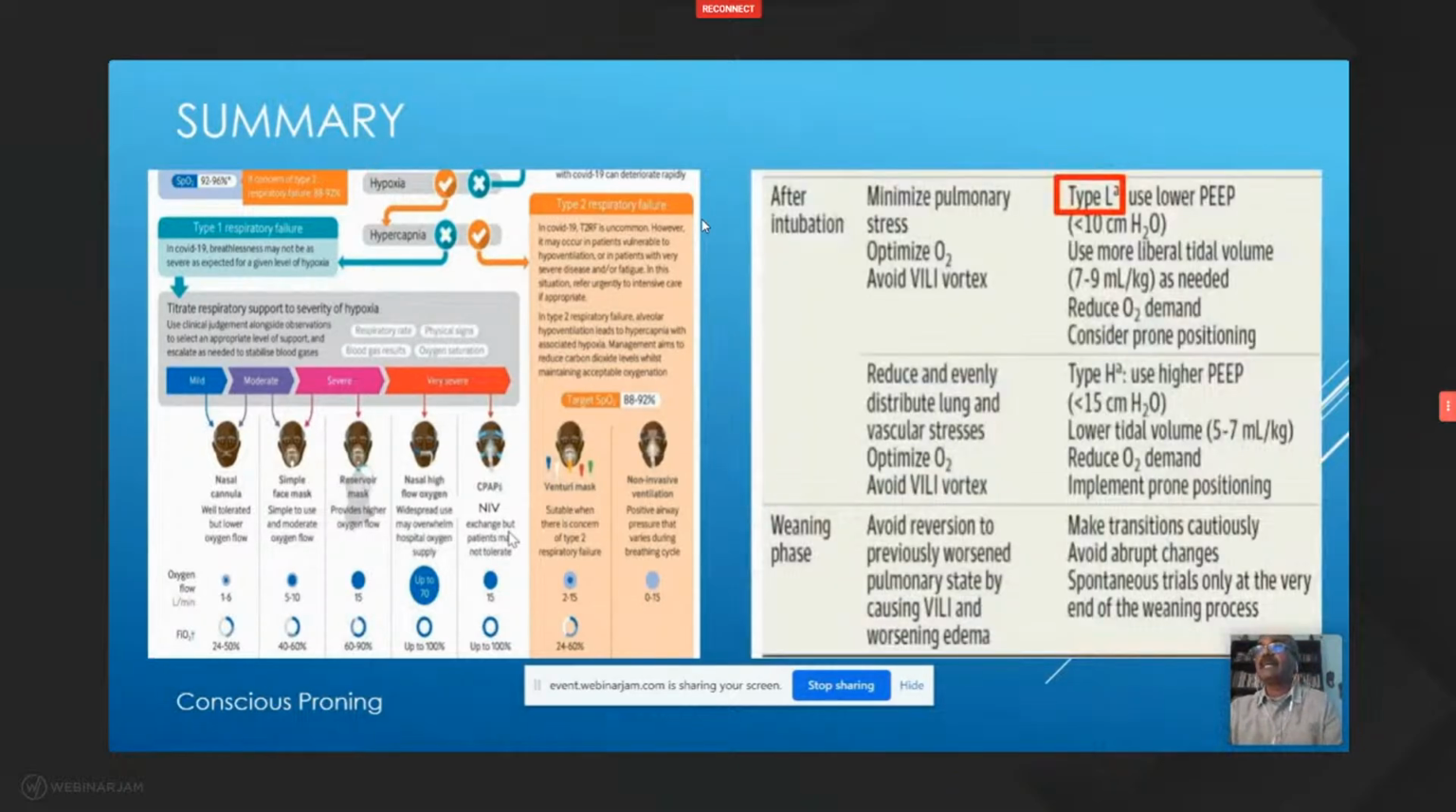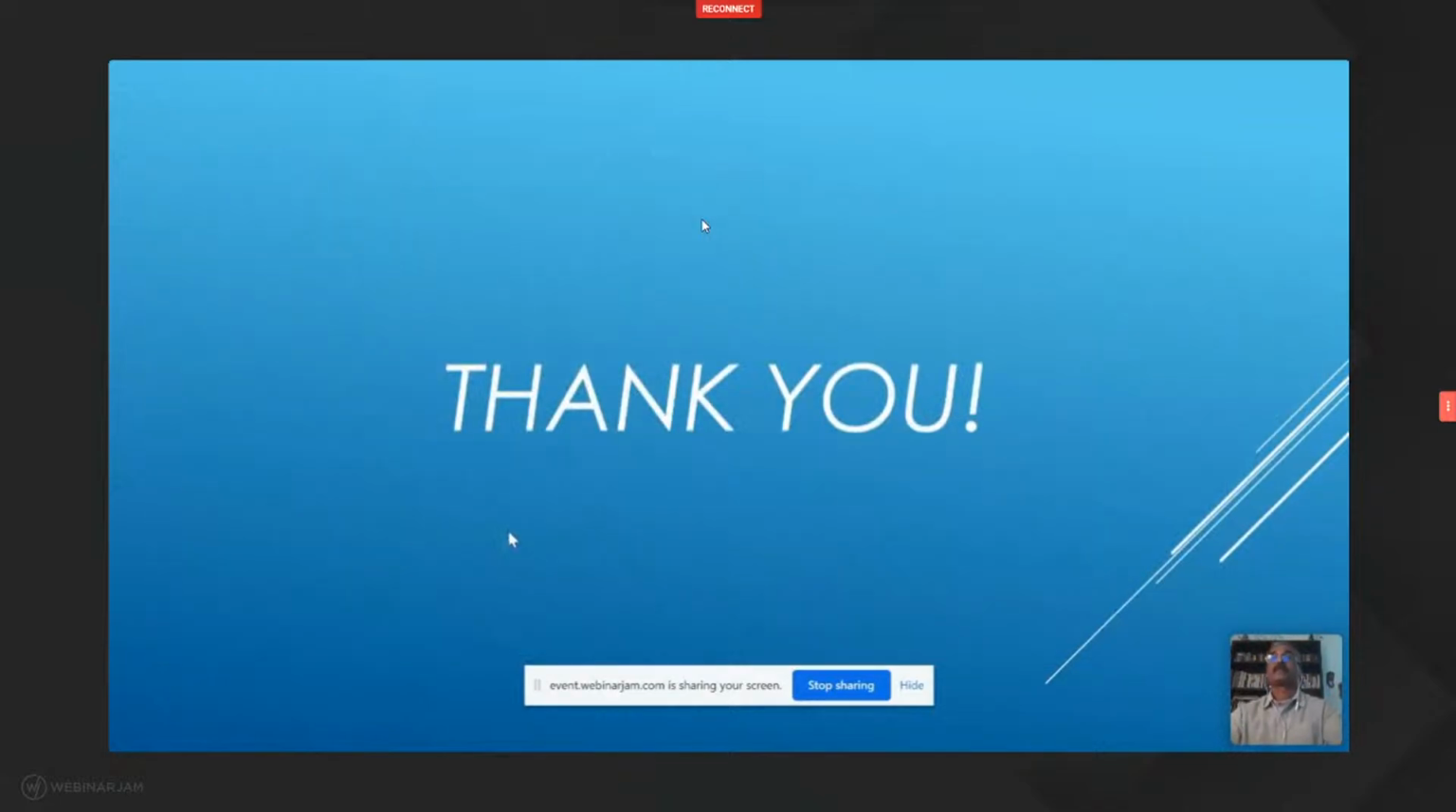After intubating type L, use lower PEEP, more tidal volume going up to 8 ml per kg, and consider proning. These patients may require a little higher FiO2 because of the VQ mismatch. For the H type, higher PEEP, lower tidal volumes. Prone positioning is very, very useful in this. And in weaning, don't make abrupt changes. Don't give spontaneous breathing trials early. They are taking a long time to get weaned off. That's it. Thank you so much.